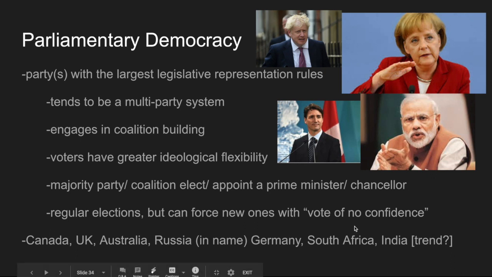Germany's got one. South Africa's got one. India's got one. What trend do we see here? The vast majority of these countries have been ruled at one point by Great Britain. India, South Africa, Australia, the UK, Canada. So that's where that idea comes from. So our big things to take away from parliamentary democracy: multi-party system based on coalition building. They have a prime minister.